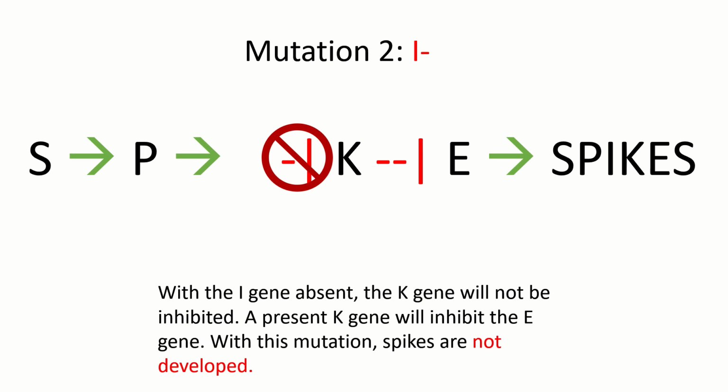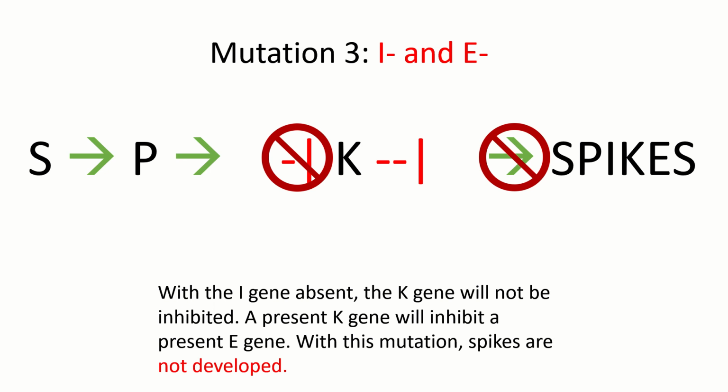Our second mutation is a single mutation of the I gene, and like the previous mutation, when the I gene is not present, the K gene will not be inhibited, and it will be free to inhibit the E gene. Since the E gene is inhibited, spikes will not be present.